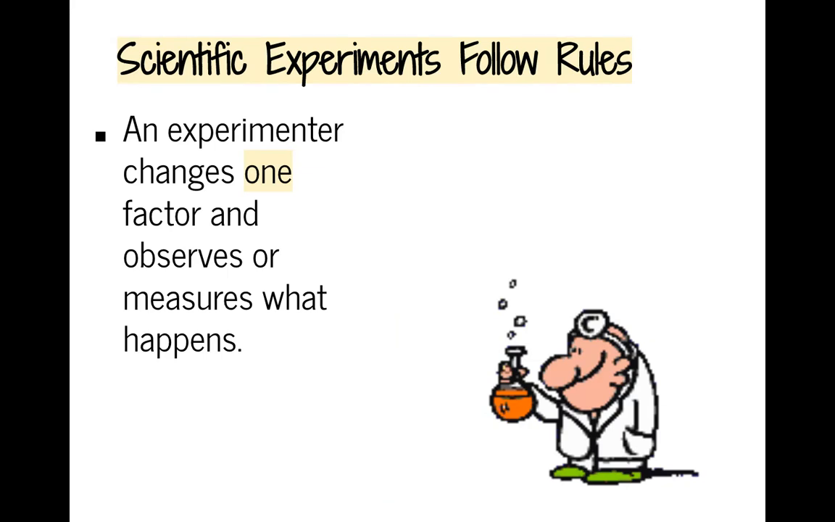So some scientific experiments follow rules. So it's not just a free-for-all. There are specific rules whenever we experiment. So an experimenter is going to change one factor and observe or measure what happens. So I change one thing and then I measure how that change affects my results.